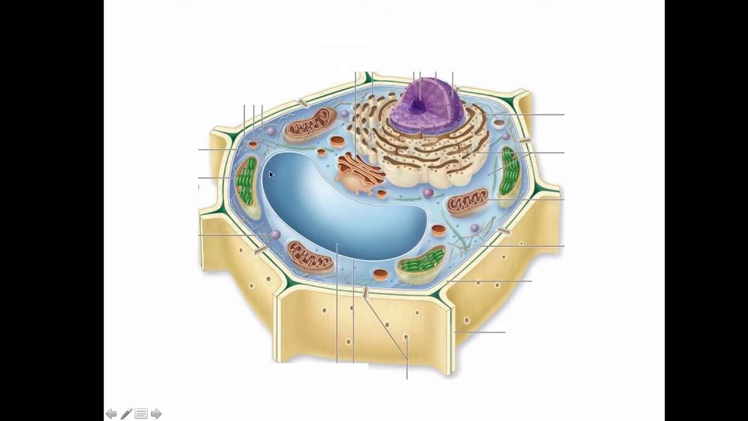Try to label as many as you can without looking at your animal cell picture first. Label as many as you can, and then grab it and see what you forgot. It's a good way to study: find out what you already know, so that way you know what to study. Okay. And then there are 3 additional things that plant cells have here that animal cells do not.